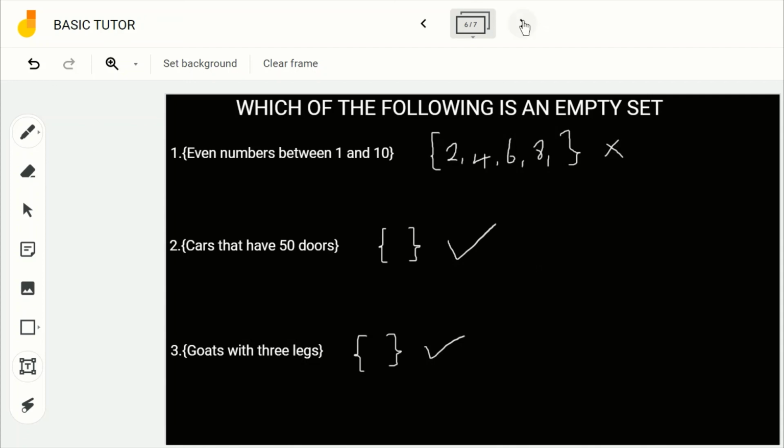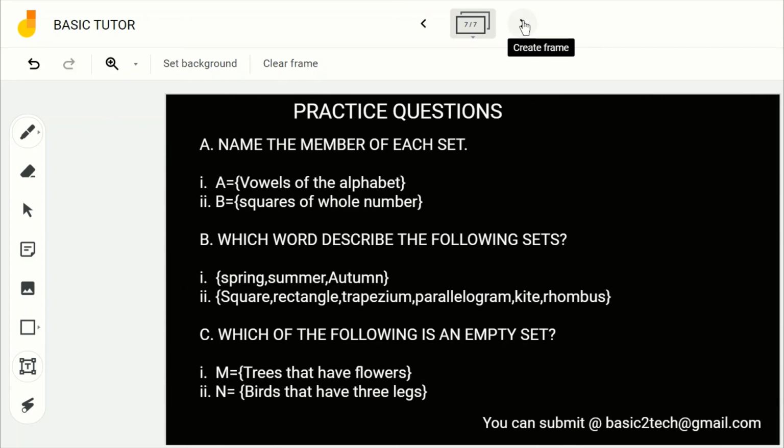Now here is a practice question for you. These are some practice questions from the concept we just did in today's class. You are advised to try your best to work out this question, and you can take a picture of your solutions and submit to this email address, and I promise to respond and to guide you in doing these practice questions.